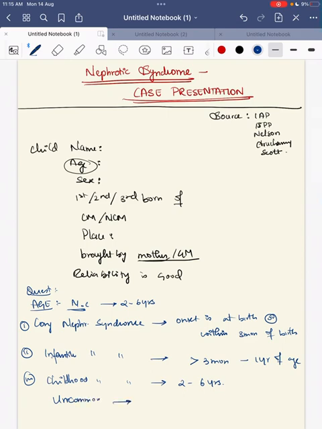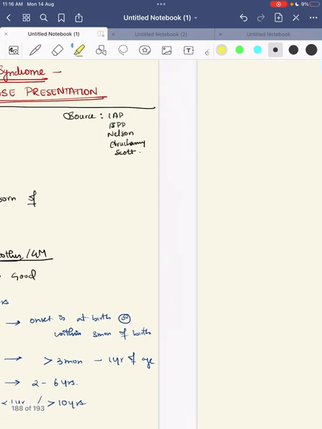The uncommon age group of presentations are when the onset is less than 1 year of age or more than 10 years of age. Here you can face the complications of nephrotic syndrome, or the child can present with hypertension, with hematuria. So you have to think about nephrotic syndrome with other complications in that age group. Next question will be, how will you classify congenital nephrotic syndrome, or what do you know about congenital nephrotic syndrome?